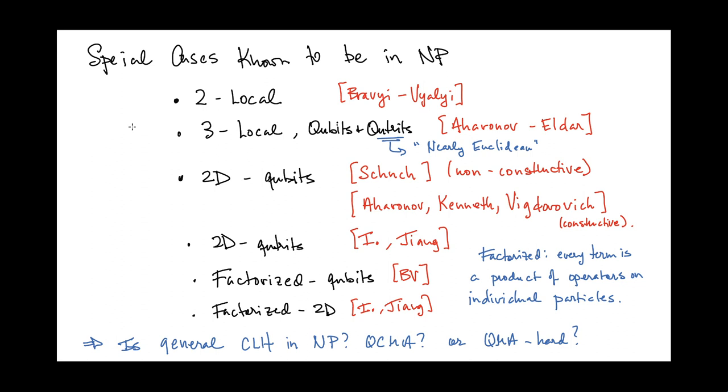Yes? No, that's actually any locality, as long as it's factorized and they're qubits, yes. So that's actually a non-local Hamiltonian. Yes. The follow-on work that we did was factorized in 2D, which limits the locality, but it's for arbitrary dimensional particles. Yeah, question? You still need quantum because the ground state could be entangled. So yeah, QMA1.